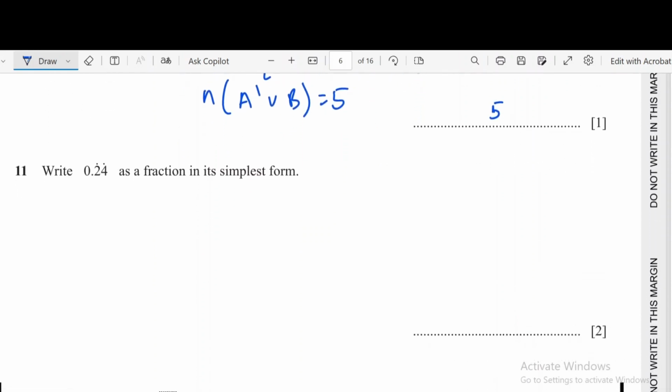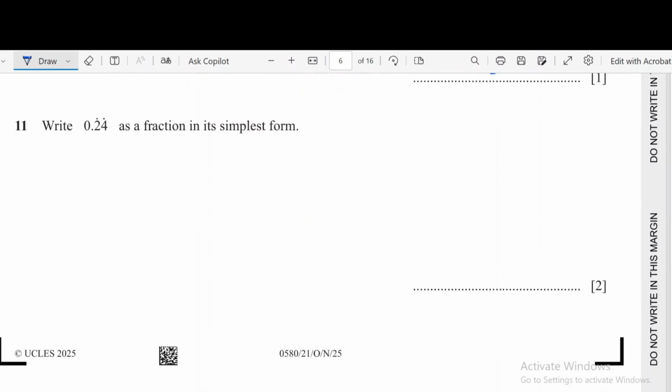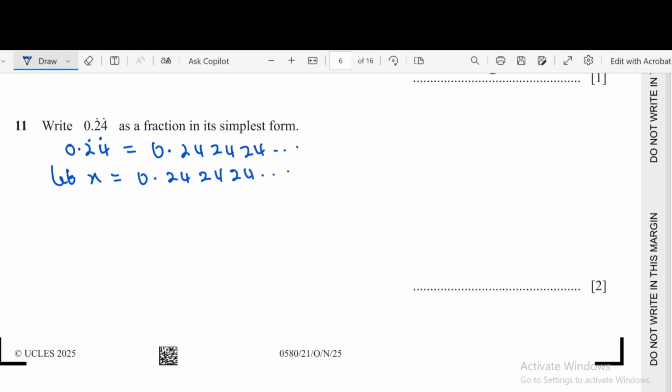So question number 11, let us see what this is. When we have this recurring decimal, this is what it means. So 24 is recurring indefinitely. So we can now say let x equal 0.242424 as it recurs.